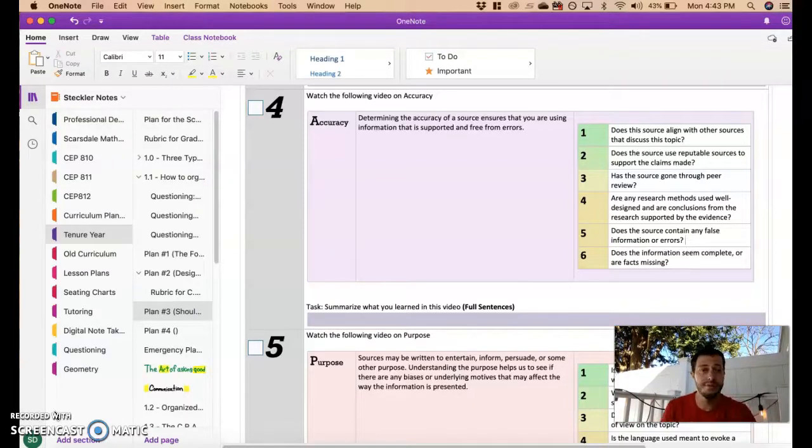Well, there are 6 main things that we can do to help figure that out, and we're going to go through them together. So the first way you can figure out if something is accurate is trying to figure out if other places have the same information about the topic. So does this source align with other sources that discuss this topic? Let's take a look at what that means.